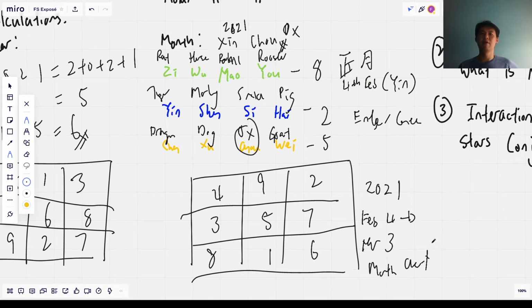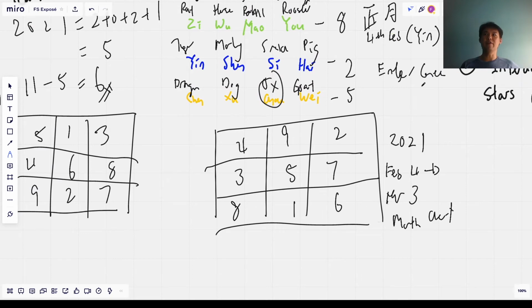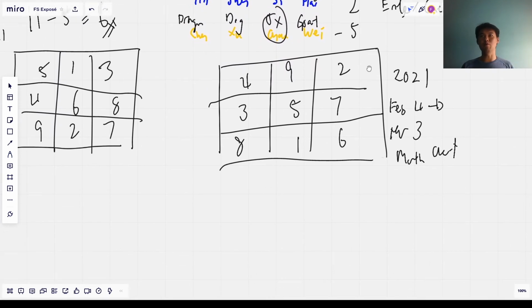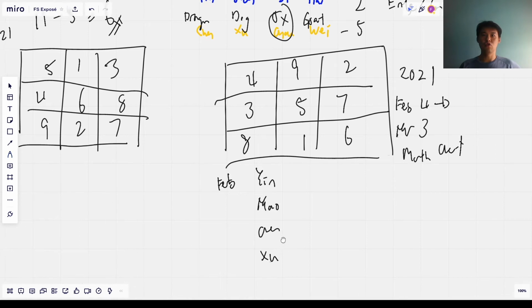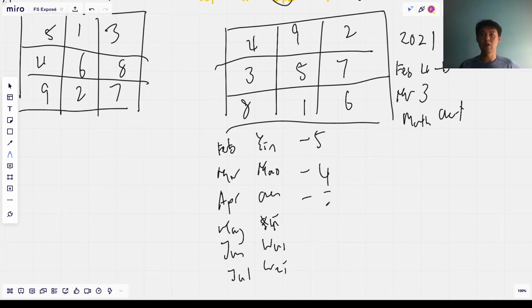Okay, month chart. This is how you fly the month chart. And moving forward, after you've gotten the first month, how do you do the subsequent months? It's very simple. Let's say you already have February, right? So you have Yin, Mao, Chen, Si, Wu, Wei. So this is February, this is March, April, May, June, July. So this is 5. This is 4, 3, 2, 1, 9.